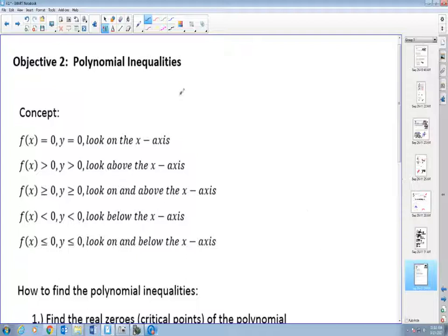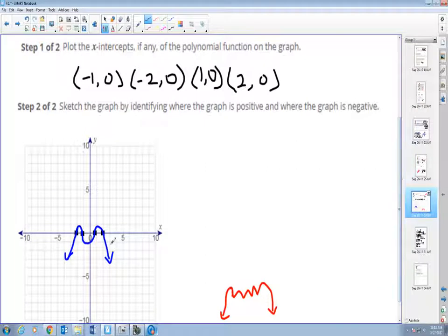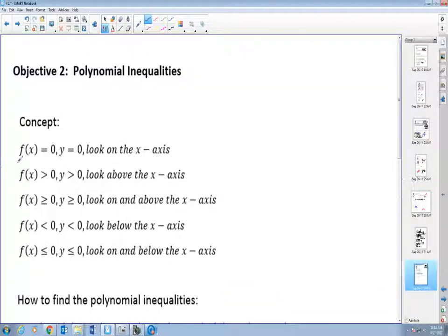So when we set y equal to 0 of a function, what that means is we will actually be looking at the x-intercept, which is located on the x-axis. When we're using inequalities for polynomials, when we set my function greater than 0, or y greater than 0, that means we'll be looking above the x-axis. With the equal to and the greater than, that means we will look at what's on and above the x-axis, because that's where the y values are positive as well.